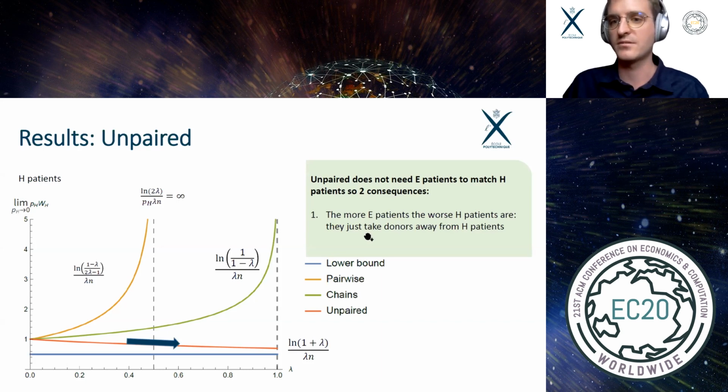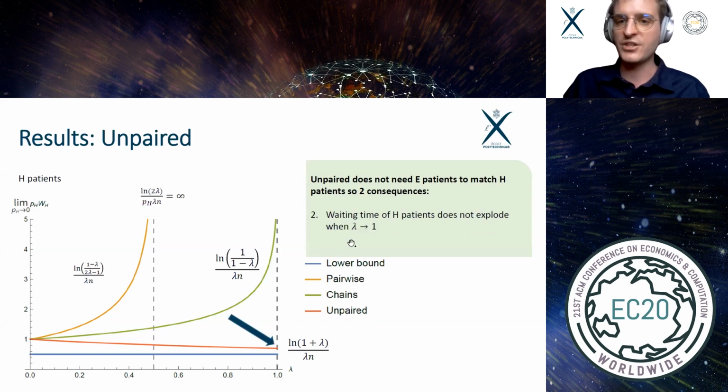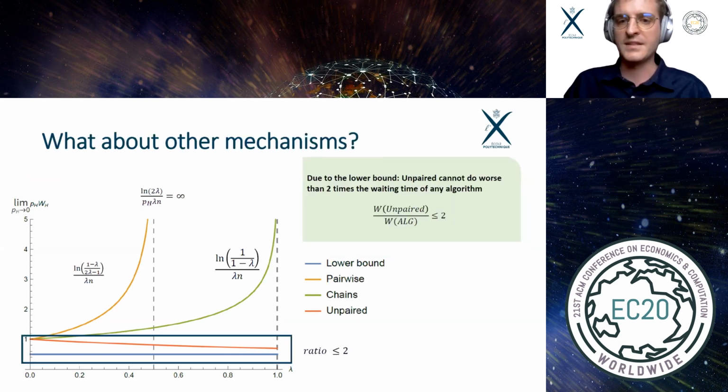And the second observation is that the waiting time of hard to match does not explode when lambda tends to 1. So compared to chain, when you have only hard to match patients in the system, the waiting time of hard to match does not explode. Which is also an important difference with the chain algorithm. And so the last result that we have is that, due to the lower bound that I gave you before, we can show that unpaired cannot do worse than 2 times the waiting time of any algorithm.